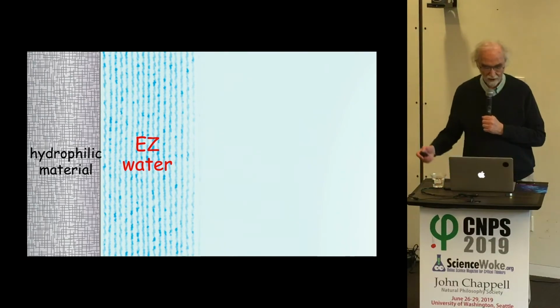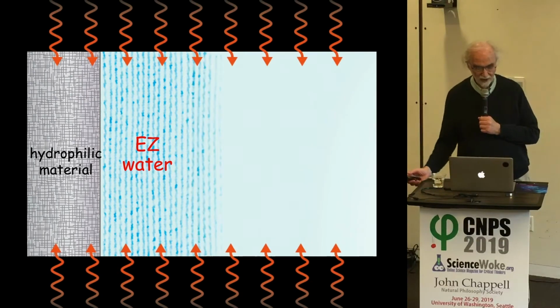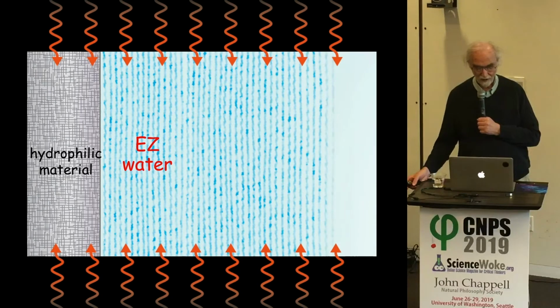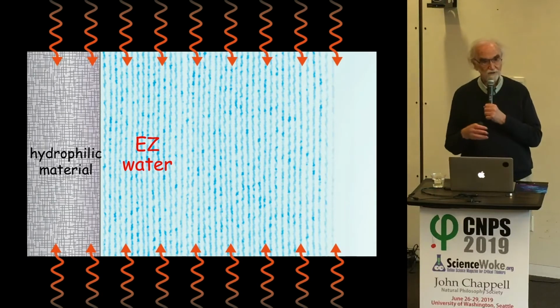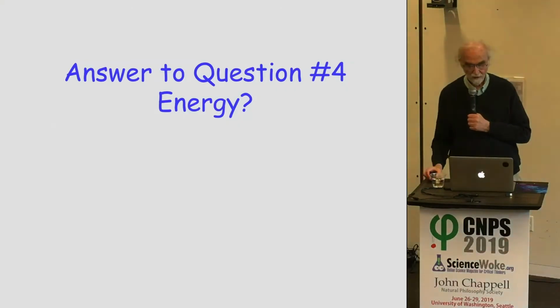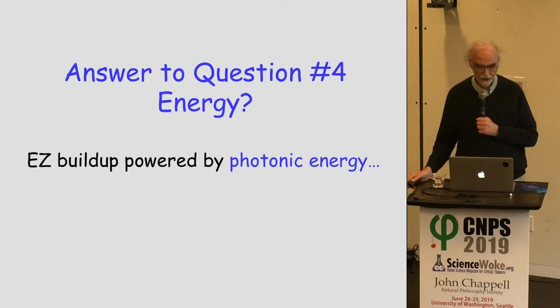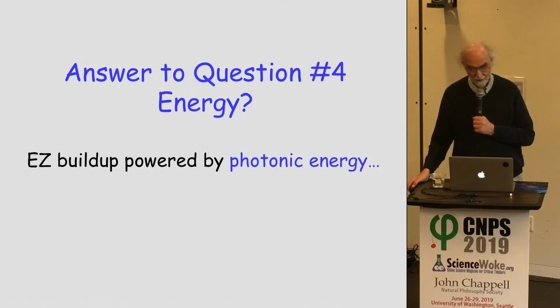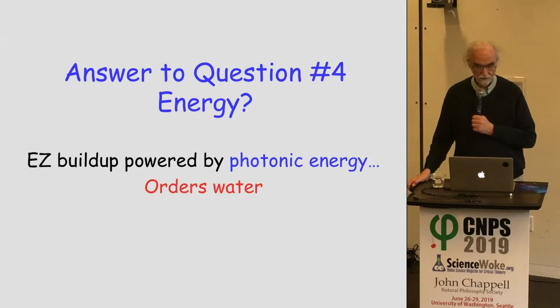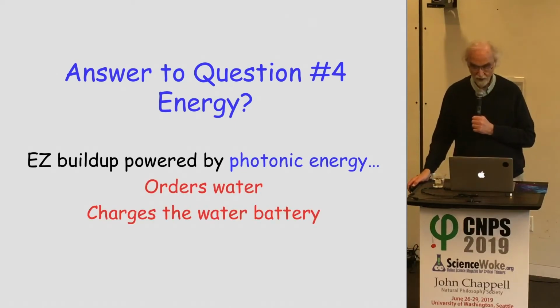And if you were to increase the amount by turning on a lamp, then what happens? It grows. And if you take away the extra, it goes back to the original. So the answer to question 4 turns out very simple. This may not be the only answer, but we know that EZ buildup is powered by light, photonic energy, particularly in the infrared region, which orders the water and charges the water battery.